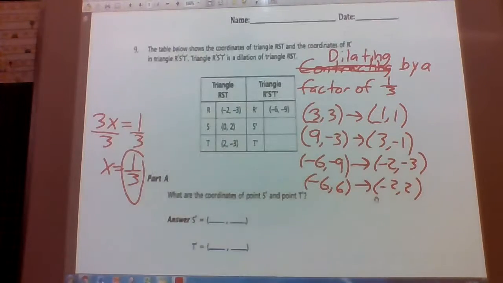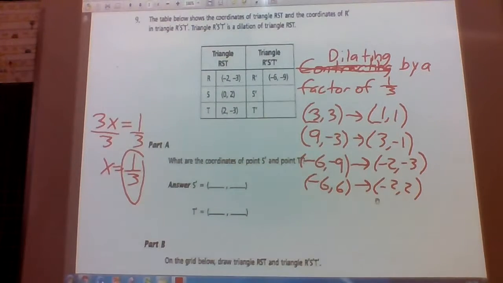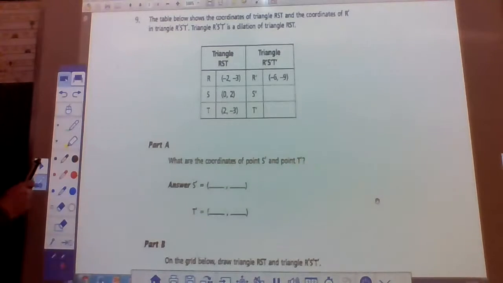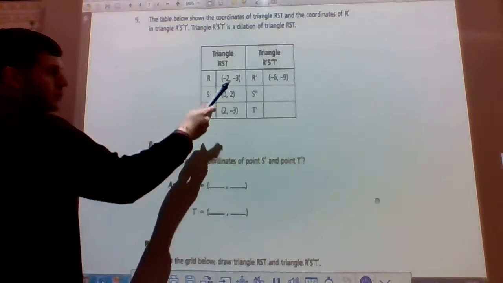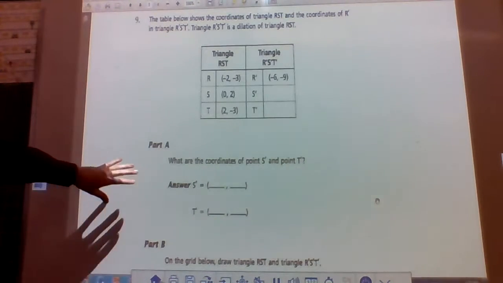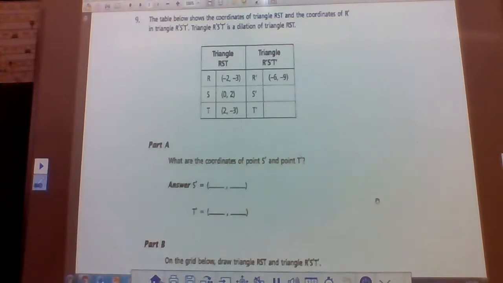That's the first half. The table below shows the coordinates of our triangle RST and the coordinates of triangle R prime, S prime, T prime. Triangle R prime, S prime, T prime is a dilation of triangle RST. So basically, they want us to find the scale factor from R to R prime so we can find S prime and T prime. So that's what part A is asking. What are the coordinates of point S and point T?